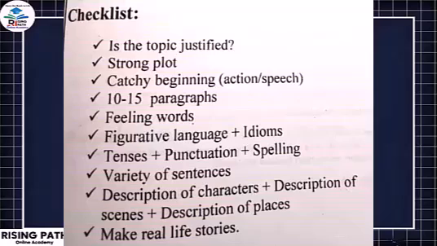Is the topic justified? Is there a strong plot, catchy beginning, action, or either with action or a speech, dialogue? We must have 10 to 15 paragraphs in narrative. Feeling words and phrases should be there. Figurative language plus idioms. Tense plus punctuation plus spelling. Then VOS, variety of sentences. Description of character, description of scene plus description of places. These are the compulsory components of our narrative. And last but not the least, we have to remind ourselves that we have to write real life stories.